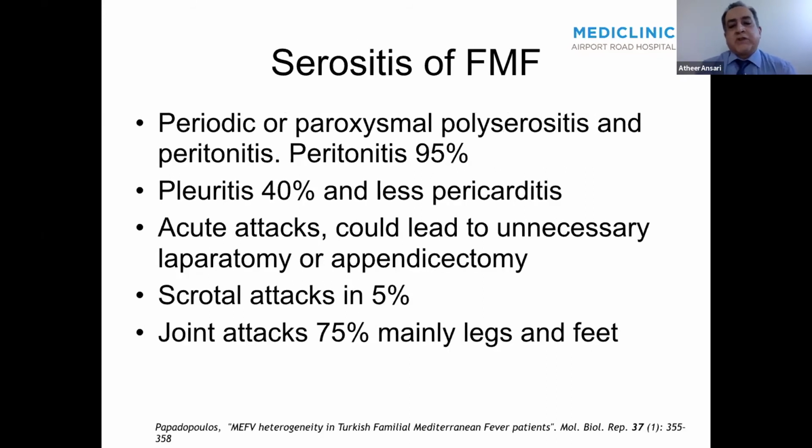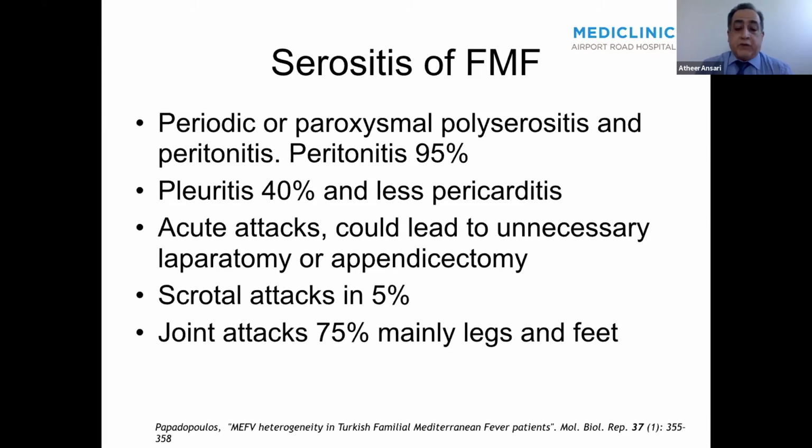So when we mention FMF, it's because it's one of the IL-1 driven diseases. This is a challenging story in the Middle East region. I didn't see many cases of FMF in the UK, but I'm seeing a lot here. These are paroxysmal or periodical serositis, usually peritonitis, which is the opposite of pericarditis or pleuritis. Usually it comes with abdominal pain. They might have pleuritis in 40%, and less of pericarditis.